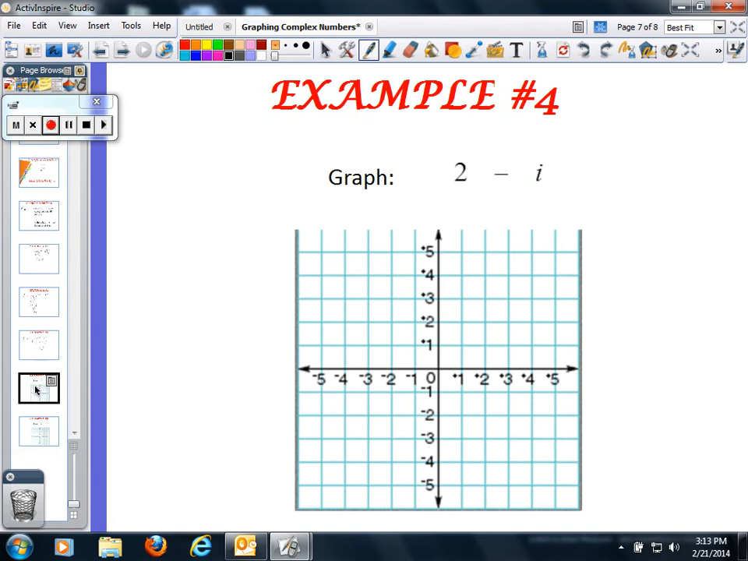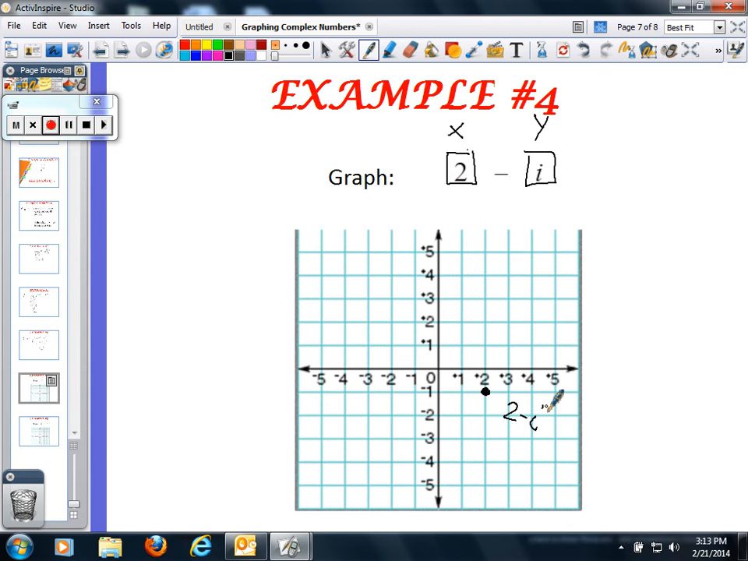Example number 4. Now we're going to look at graphing. And graphing is actually really simple. You're asked to graph 2 minus i. 2 is your x value. i is your y value. So I'm going to graph whatever this coefficient for i is, that's the y. So I'm going to go over 2, and I'm going to go down 1, which is going to be right here. And this would be 2 minus i.